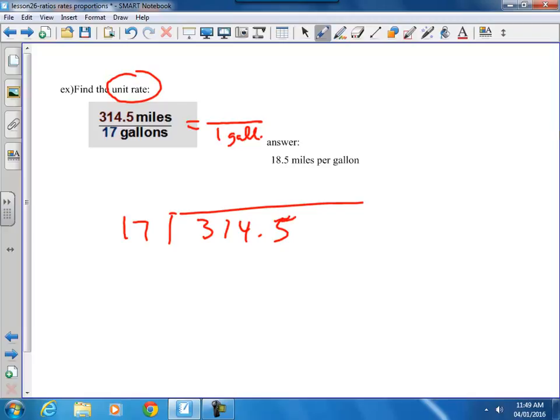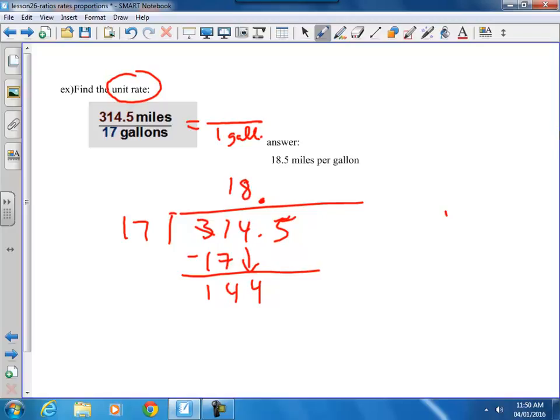So let's test that out. 17 goes into 31 about once. 1 times 17 is 17. Draw the line and subtract. Okay, bring down the next guy. I could say line up the decimal. 17 into 144 goes about 8.